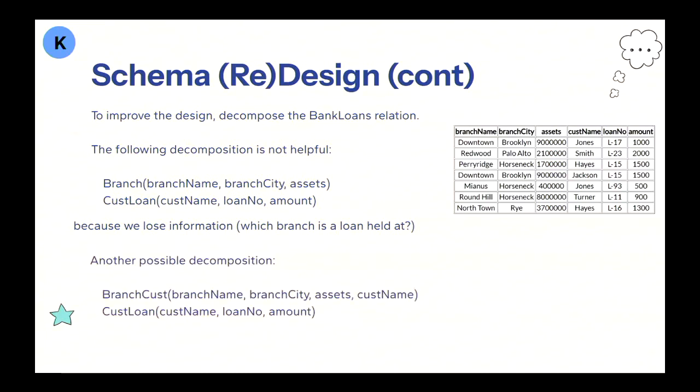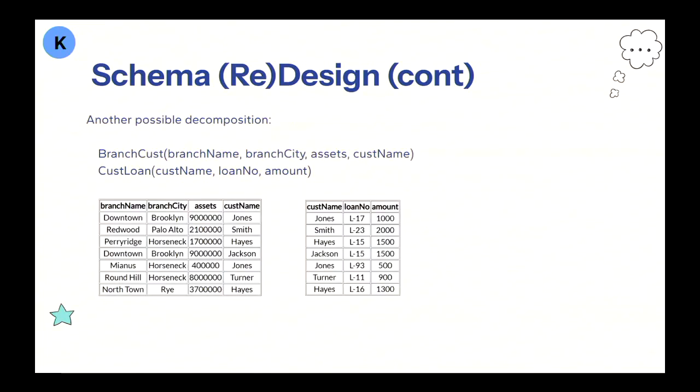And in order to solve this problem, what we can do is assume every customer has a unique name. So we can put customer name as a foreign key here in this branch customer table. So this time the branch customer table contains branch name, branch city, assets, customer name, and the customer loan table is unchanged. So it contains customer name, loan number, and amount. So now, if we separate the table according to this new schema design, it will look like this.